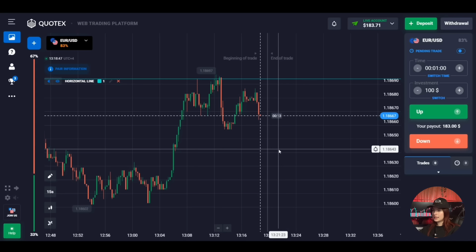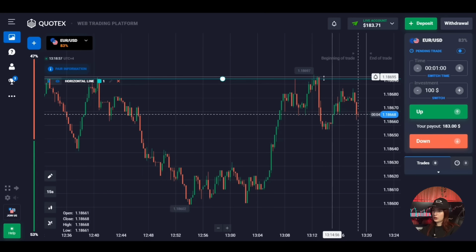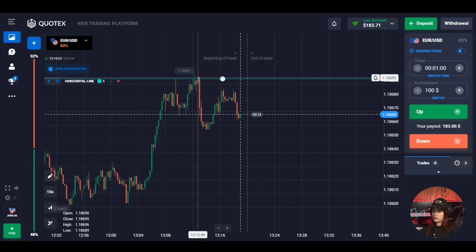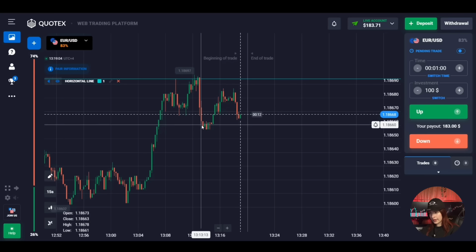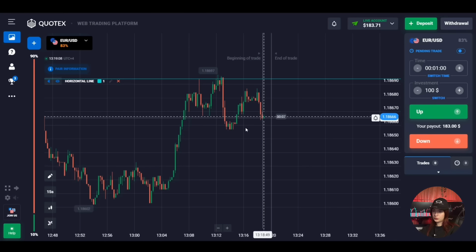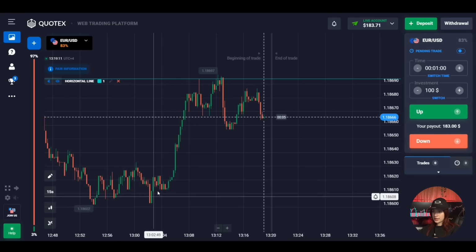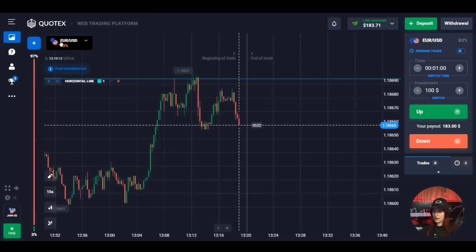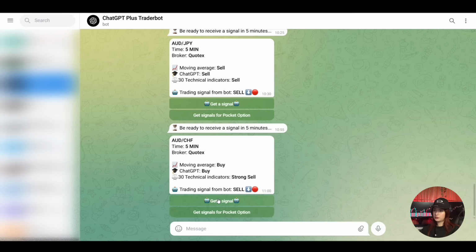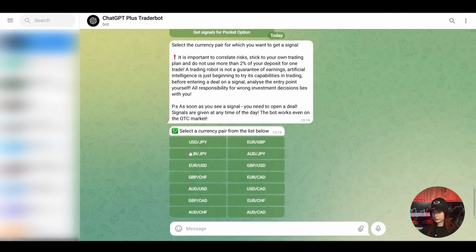Anyway guys, let's get started. And I found already the first entry point. So yeah, guys, as you can see on the top, we have a support level. Also, after touching the level, we see that there was a pullback, and after that, it got closer to the level again. The main price lows are getting higher, and we can see that I have now selected the Euro USD currency pair. Guys, now let's go to the Telegram channel, to the bot, and click Get a Signal button.